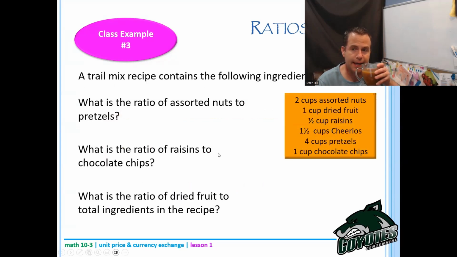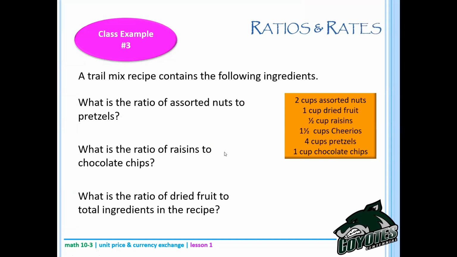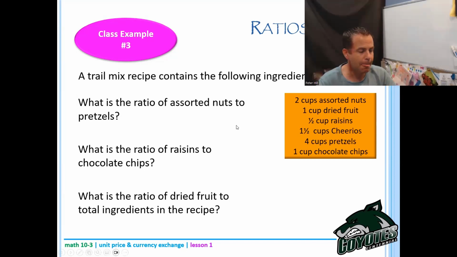Now, let's have some trail mix. I'm just going to hide my face here for a second to make sure you can see the ingredients there, if you don't have your little booklet in front of you. Okay, so a trail mix recipe contains the following ingredients. We've got 2 cups assorted nuts, 1 cup dried fruit, half a cup raisins, half a cup of Cheerios, 4 cups of pretzels, and 1 cup of chocolate chips.